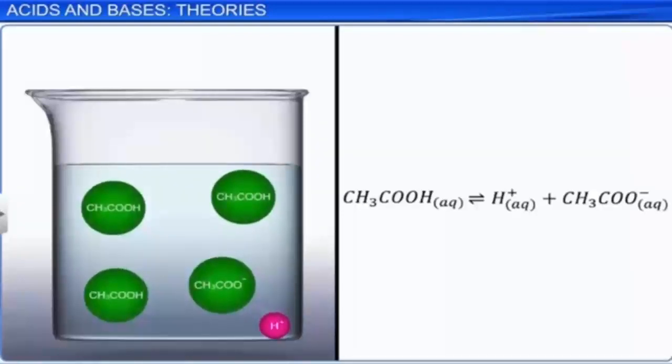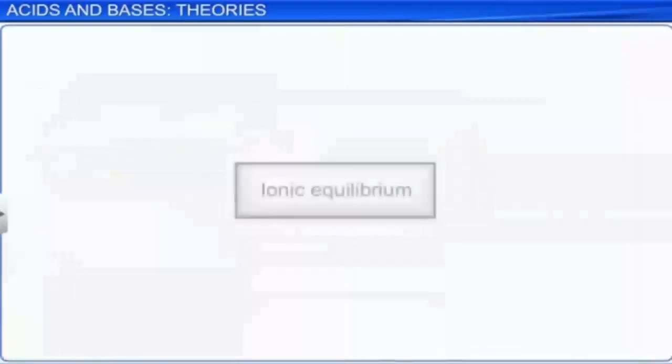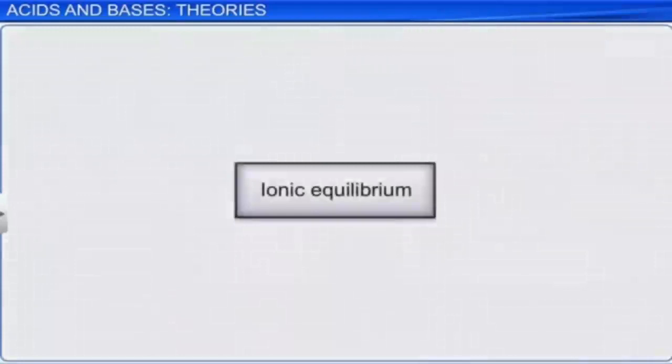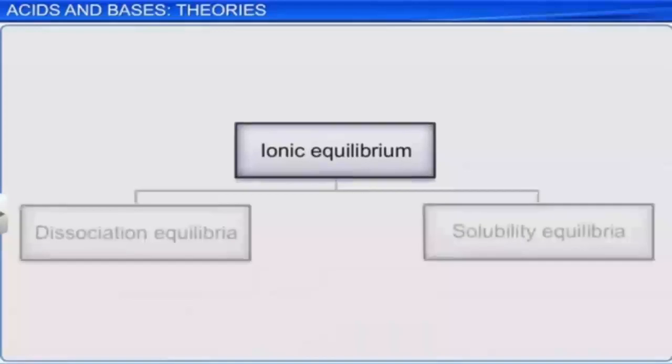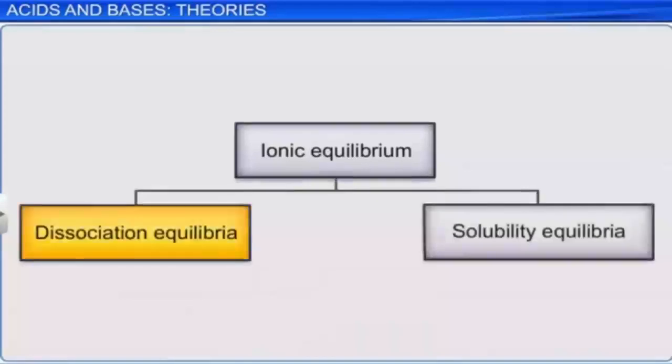Ionic equilibrium can be conveniently studied under two headings: dissociation equilibria and solubility equilibria. Dissociation equilibria: the equilibrium between a dissolved undissociated molecule and its ions is known as dissociation equilibria. In general, dissociation equilibria involve either acids or bases.